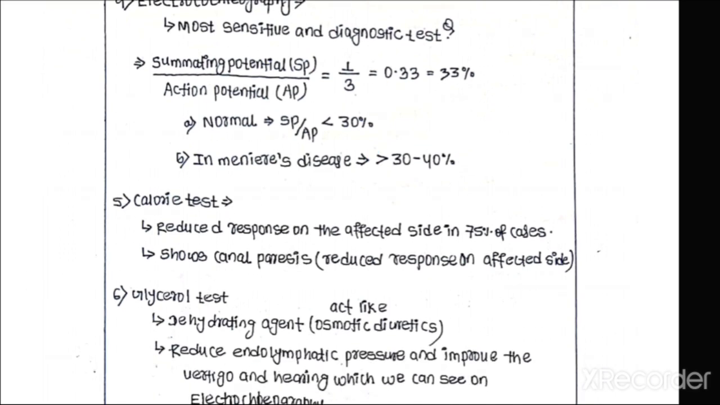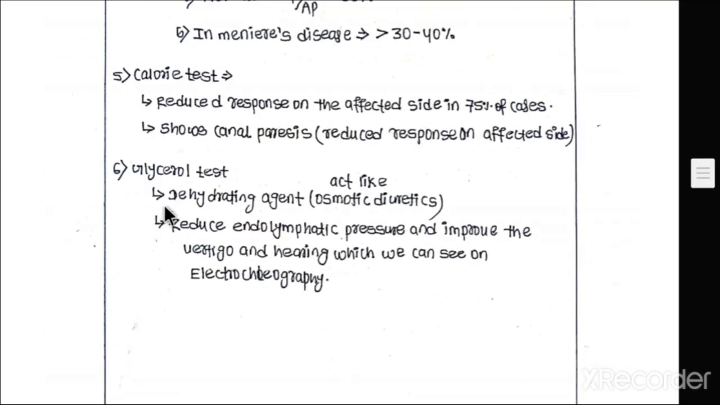Calorie test: reduced response on the affected side in 75% of cases. So canal paresis, reduced response on the affected side. Glycerol test: generally glycerol is a dehydrating agent, so it acts as an osmotic diuretic, and it reduces endolymphatic pressure and improves the vertigo and hearing, which we can see on electrocochleography.